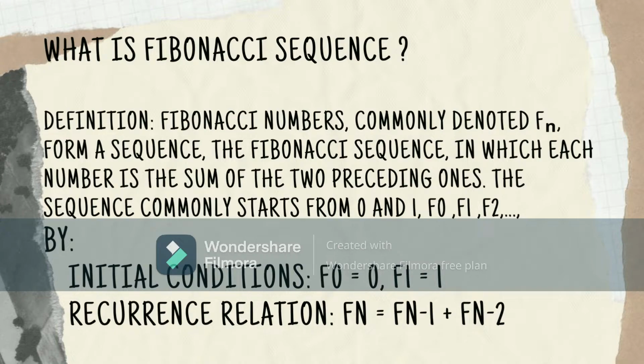There are two conditions of the Fibonacci sequence. The initial condition is F_0 = 0 and F_1 = 1, and the recurrence relation involved is F_n = F_{n-1} + F_{n-2}.